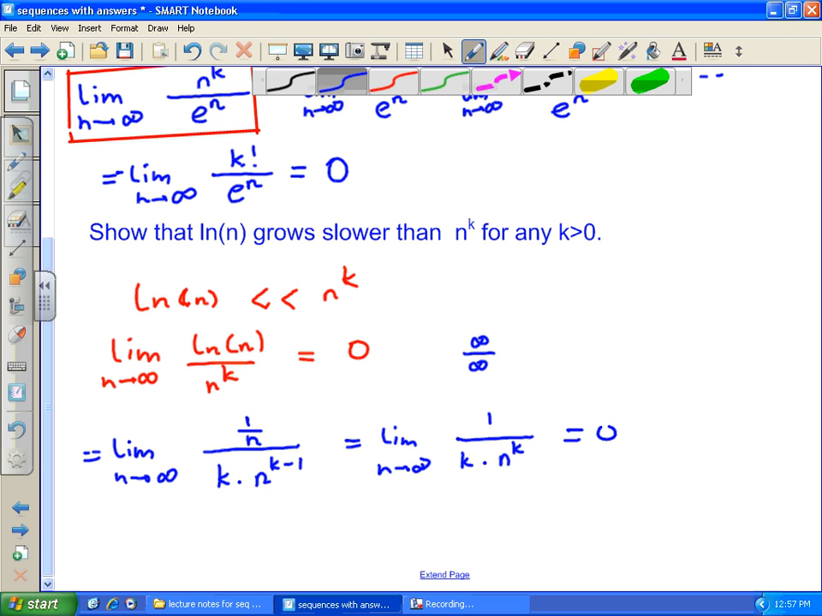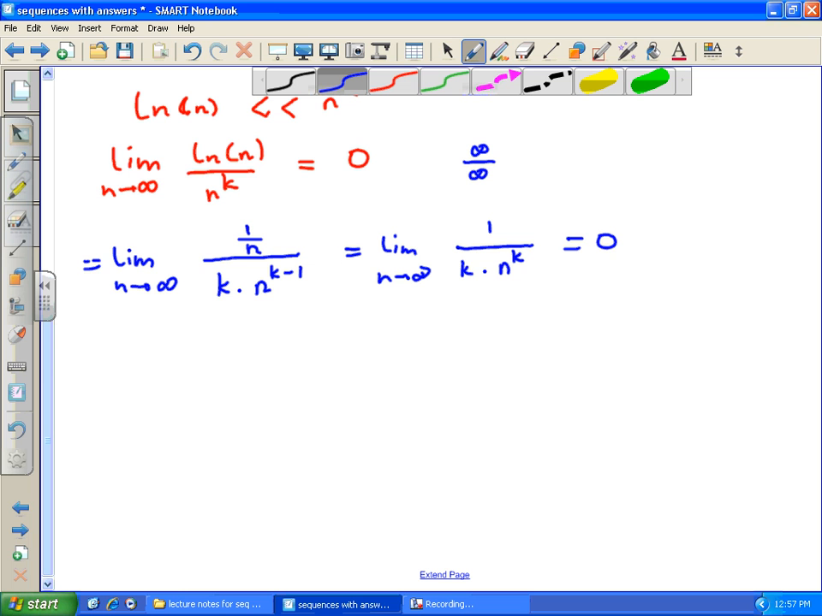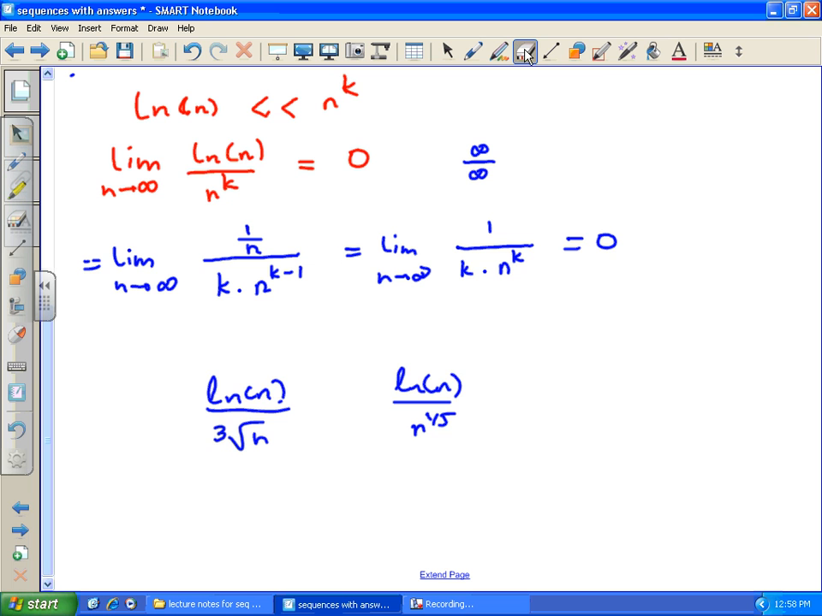So basically, this is like a blanket proof for all sorts of things. For example, if you were trying to prove ln n divided by, let's say, cube root of n, or ln n divided by n to the 1/5, ln n divided by n to the 7th. No matter what the power is, ln n is going to grow slower than n to a power as long as it's a positive power, and the ratio will go to 0. Now you see that we're doing quite a few proofs in this section, and you might expect to see some proofs, so don't completely ignore these things, because you're going to see them.